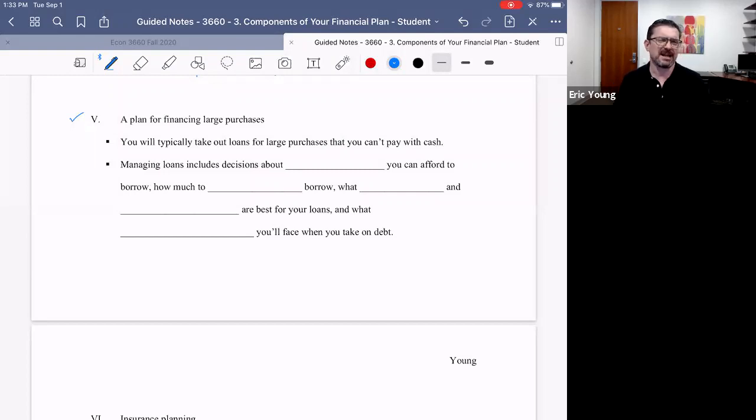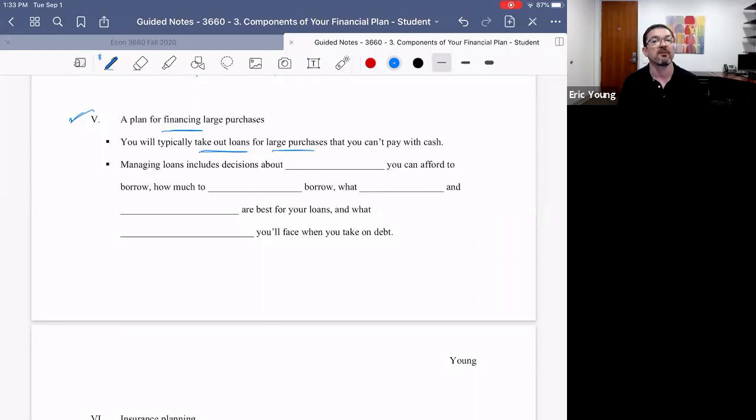Finance is basically a broad term for the use of money over time. In this context, financing refers to how you're going to pay for, primarily by borrowing for large purchases, okay? So the next part of your financial plan is a plan for financing large purchases. And you'll usually handle that by taking out loans, because most large purchases, a car, for sure a house, things like that, you probably won't be able to pay in cash.